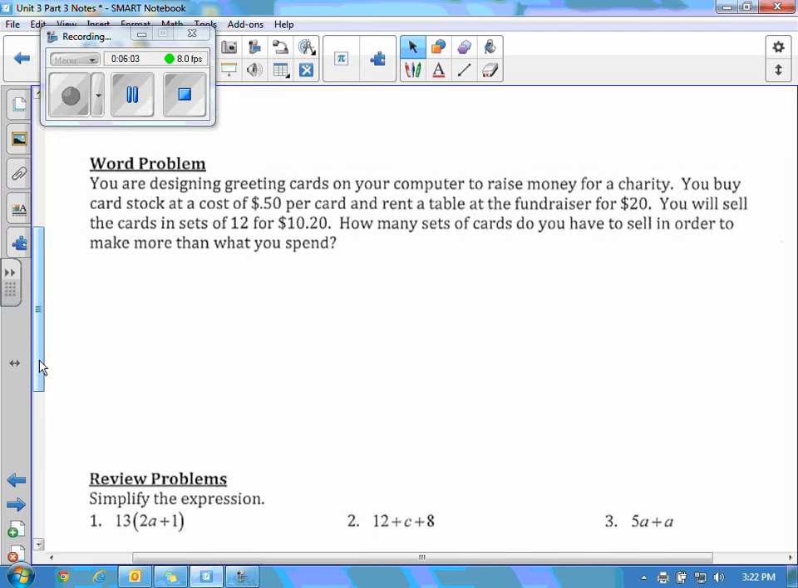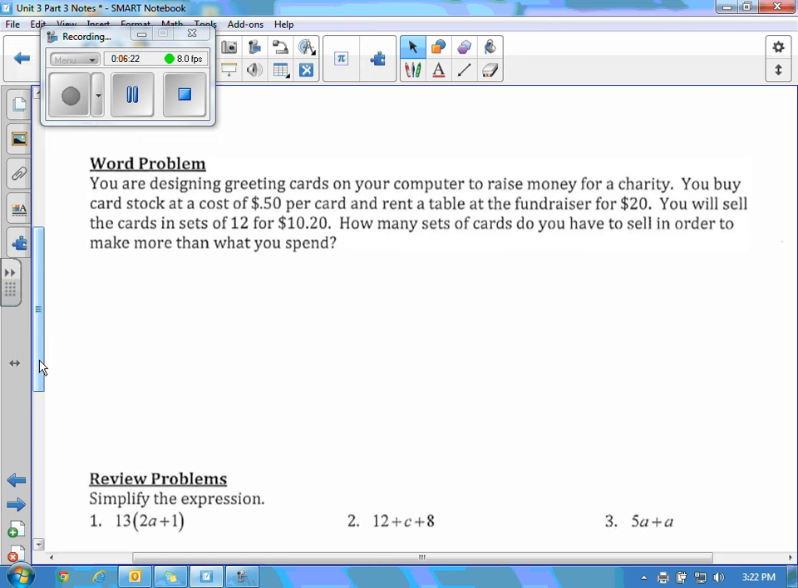It says you are designing greeting cards on your computer to raise money for a charity. You buy card stock at a cost of 50 cents per card and run a table at the fundraiser for $20. You will sell the cards in sets of 12 for $10.20. How many sets of cards do you have to sell in order to make more money than what you spent?